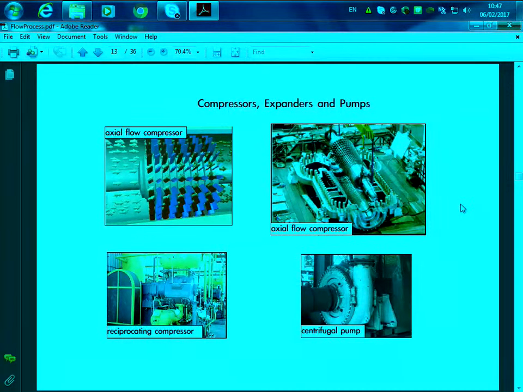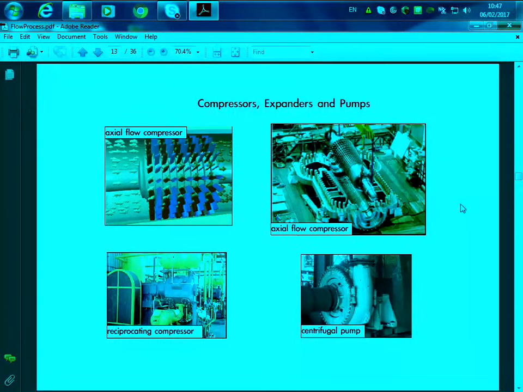We also have another type of compressor, which is the reciprocating compressor. And in here, what basically changes is the movement that you have inside the compressor and how you are applying this kinetic energy into the system. And the centrifugal pump, which works the same way, for a liquid or a gas.